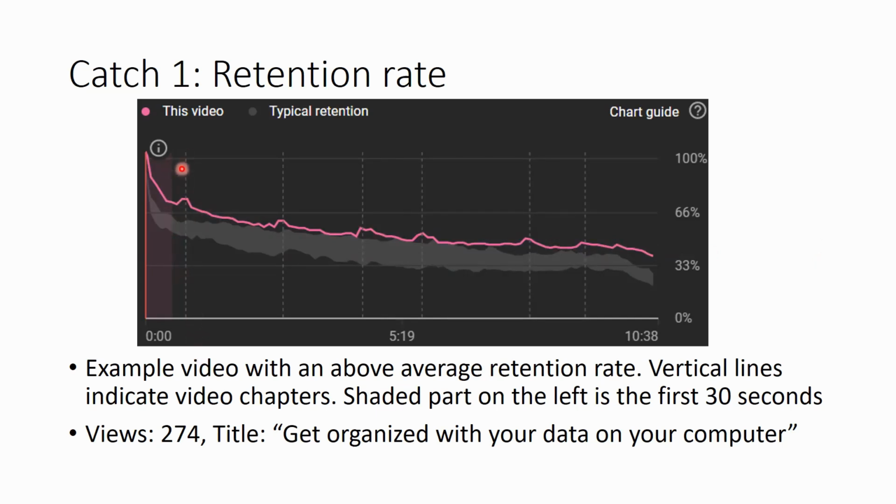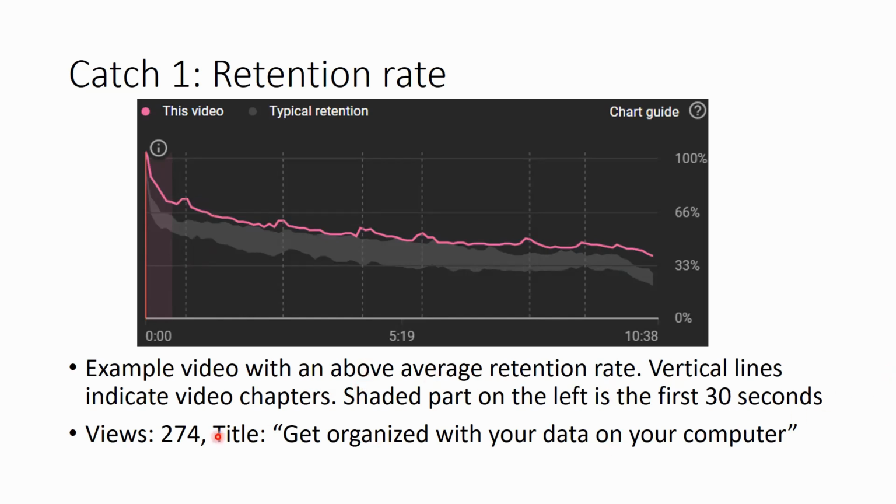Also, you see that there are these dashed lines. These are video chapters. These are also one of the ways to increase the retention rate of the video, so that people know where they are clicking and what they are about to see.